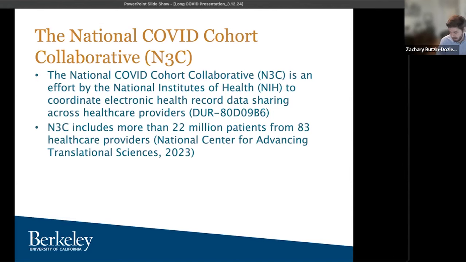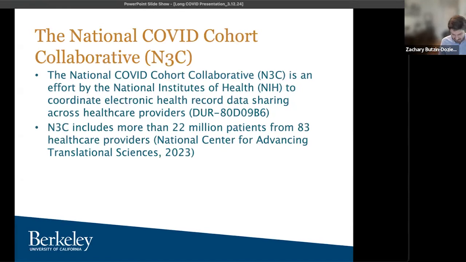And I think by nearly all metrics, this has been a really successful endeavor. It now includes more than 22 million patients from 83 different healthcare providers across the United States. They've just recently expanded for an additional 5 years of funding, and they'll also be expanding beyond COVID to look at other health outcomes.